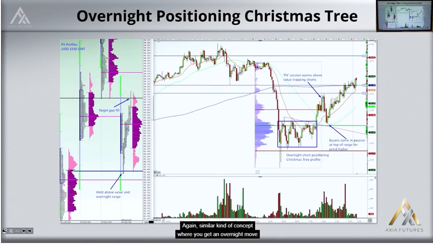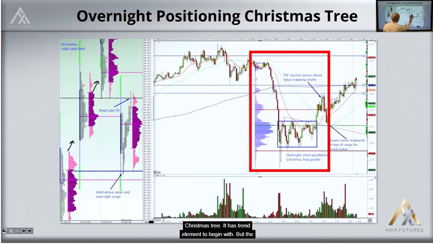Again, similar kind of concept where you get an overnight move like we talked about with the lower volume moves. This then is starting to piece together and bring in that opening play idea. You've got an overnight positioning move now. And so you've had the bid up, you've had this kind of gapping up market in the cash sessions. This is an oil profile. And what you then get is an overnight session sell off. And this creates your kind of Christmas tree.